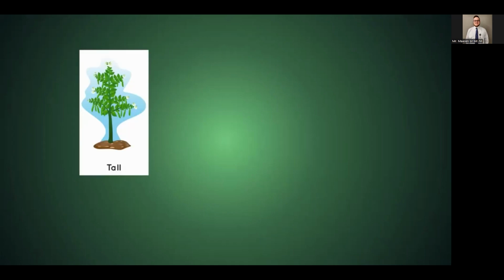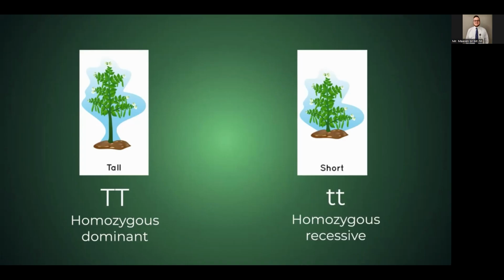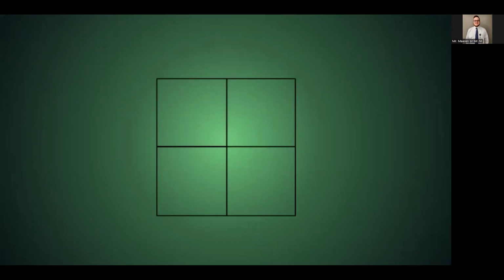Now, for the experiment, let's say we have a tall pea plant and a short pea plant. And for this first experiment, the tall plant has a homozygous dominant genotype, so big T, and the short plant is homozygous recessive, little t. We're going to cross these two plants, and this is where the Punnett square comes in handy. We're going to put one parent's allele on the top of our Punnett square and the other parent's allele on the side here. So at the top, we'll put big T, and on the side, we're going to have little t for the short plant.